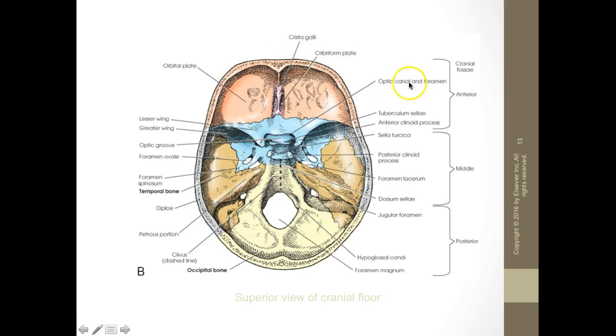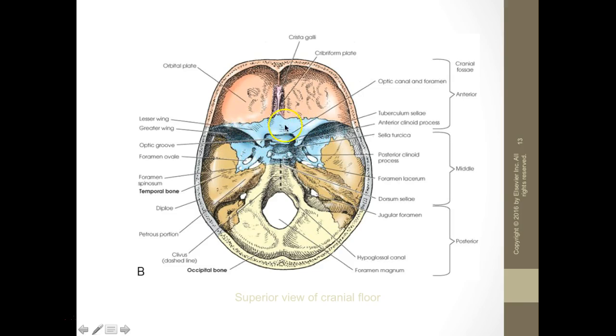So going a little bit deeper here, here's your anterior, middle, and posterior. You can see here we have your crista galli on your cribriform plate of your ethmoid bone. You have your orbital plate of your frontal bone. Here's the bone that comes, think of your eyeballs, the orbit. So this is the orbital plate of the frontal bone. You have your sphenoid here in blue.